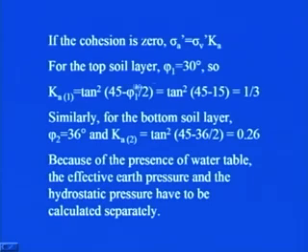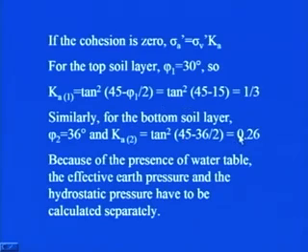For the top soil layer it has been given that phi 1 is equal to 30 degree. So, you know the expression for Ka is tan square of 45 minus phi by 2. In this case phi is equal to phi 1. So, you can find Ka1 as tan square of 45 minus phi 1 by 2. Phi 1 in this case is 30 degree. So, that is tan square 30 degree, which is equal to 1 by 3.